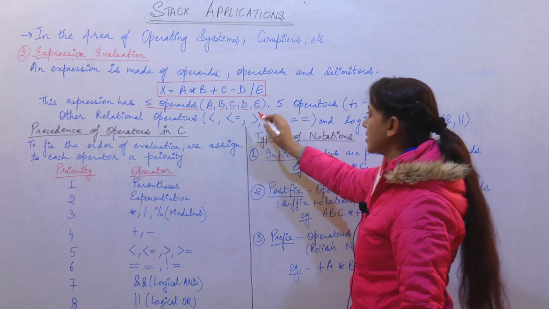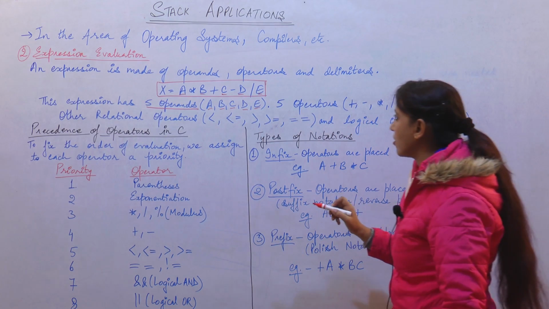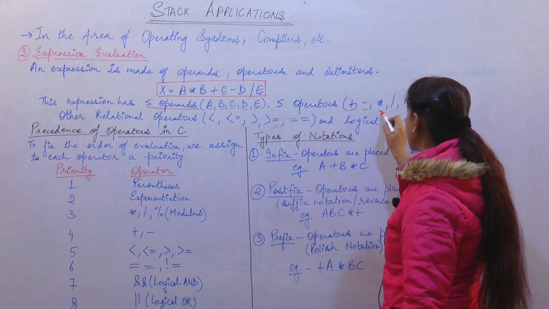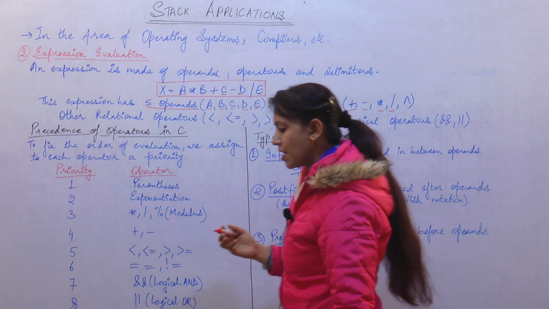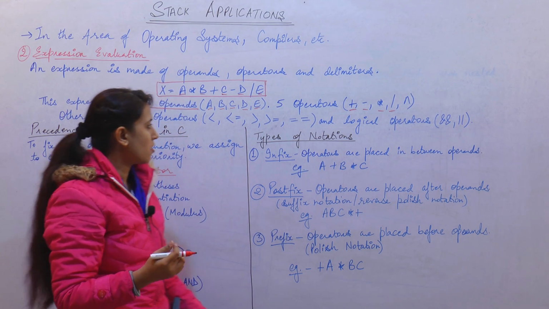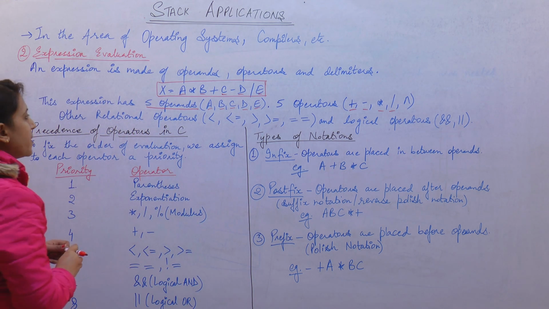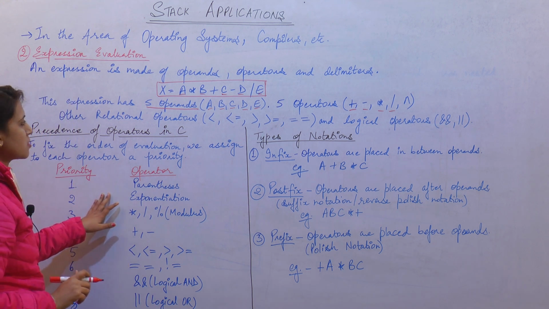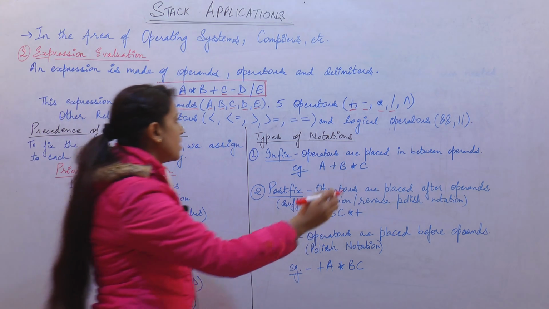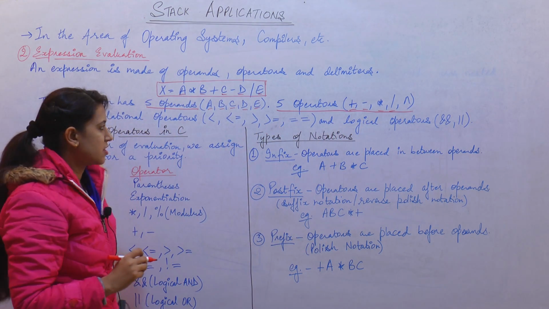We have 5 operands in this expression: a, b, c, d and e. And we also have operators in this expression. Operators are plus, minus, multiply, divide. So for expression evaluation, we will take operands separately, operators separately and other logical operators separately to evaluate any expression. The operands that we will use will be a, b, c, d in any alphabetical form. We will use 5 operators: plus, minus, multiply, divide and exponentiation.